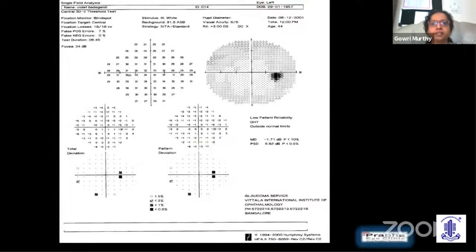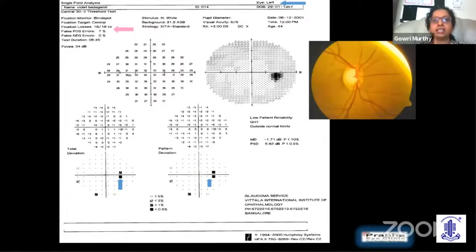So let's quickly look at this visual field and see what's wrong with it. If you can see here, the fixation losses are 18/18. So what is wrong with this patient? The blind spot is on the right side. This patient's eye has actually been entered wrongly as the left eye. So the perimetrist has made an error. The patient has done the test wonderfully. The blind spot is on the right side, but since the perimetrist entered it as the left eye, it was always searching for the blind spot here. And therefore, you see the fixation losses are 18/18.